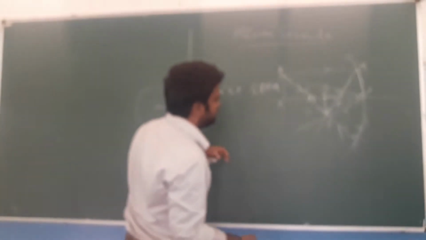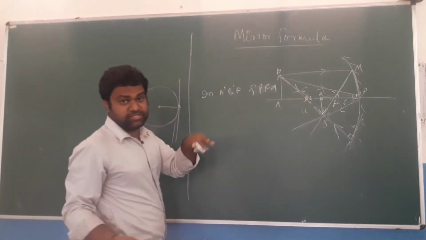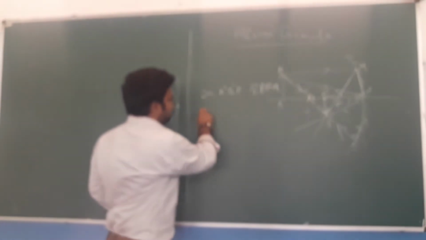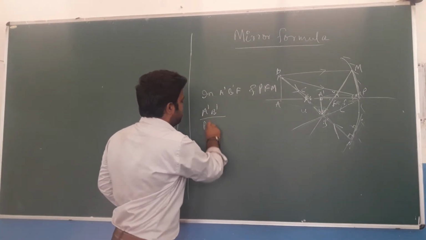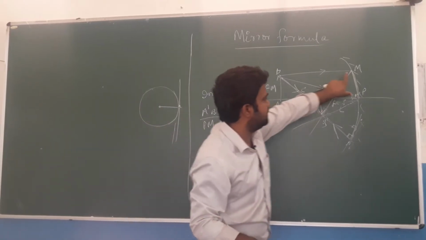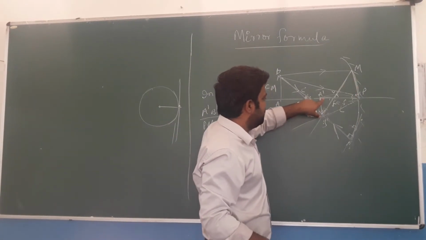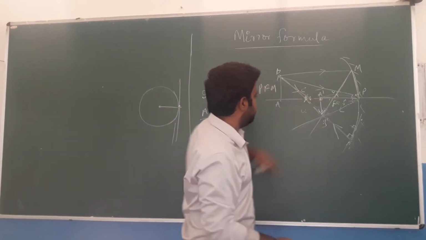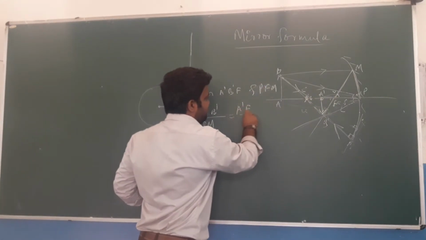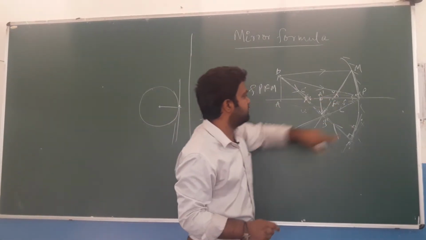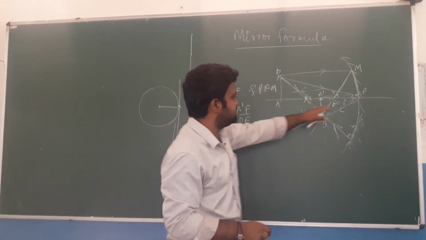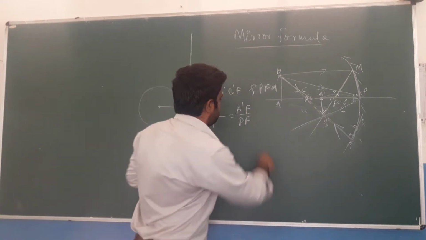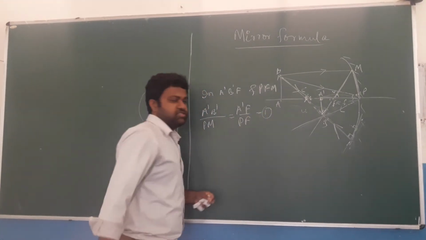So what will be the ratios of their sides? The ratios of their sides will be equal. So I can write easily that A'B' by PM, this by this, because they are corresponding, is equal to A'F by PF. So this is one relation. Let me write, this is equation 1.